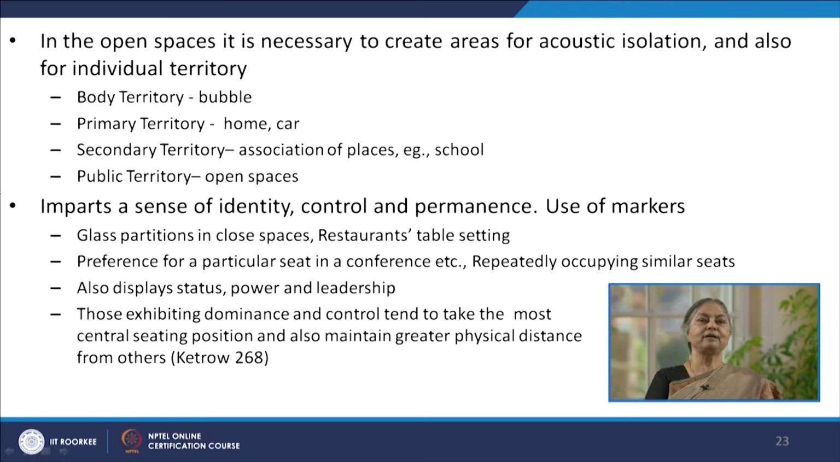There is what is known primarily as the body territory, which is the bubble which we carry around us. Then there is a primary territory which obviously belongs to us only, for example, our own home, our car also. Then there is a secondary territory where we develop certain association because we go and do some work over there. It may be our office space, it may be our school, etc. And then lastly, this is the public territory, which is the open space.